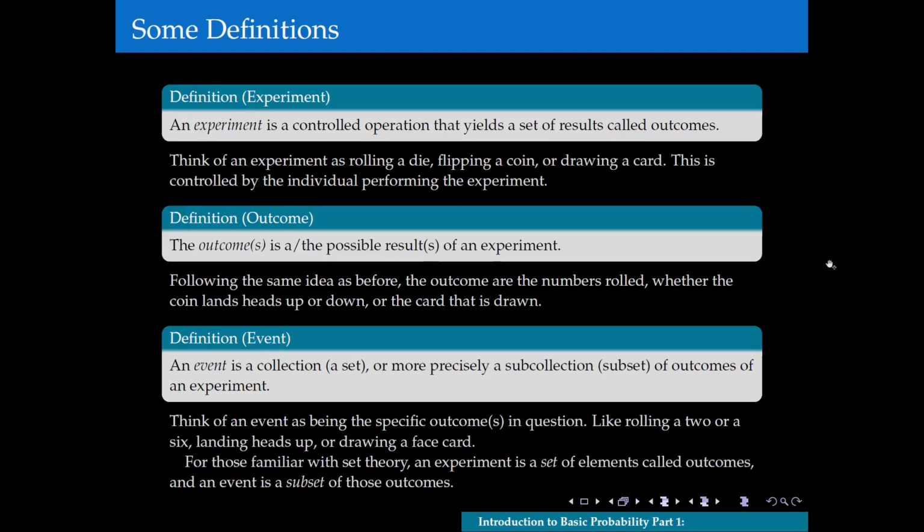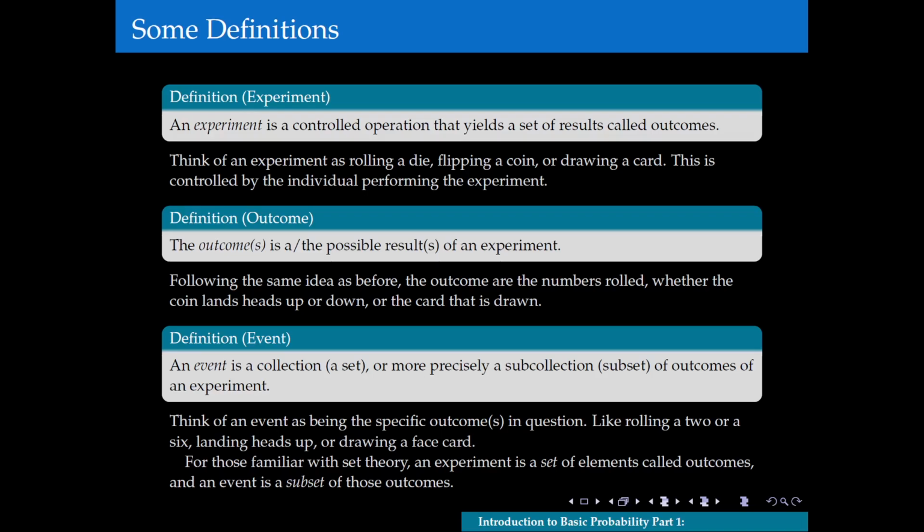So first we want to define an experiment. This is a term you'll hear a lot in probability. In fact, all these terms you will hear regularly in probability, so we want to make sure we understand what they mean in terms of the framework of mathematics. An experiment is a controlled operation that yields a set of results, and these results are called outcomes. Think of an experiment as, suppose you want to roll a die a bunch of times, or flip a coin a bunch of times, or maybe draw a card out of a deck. We're repeatedly doing the same thing multiple times. That's what an experiment is.